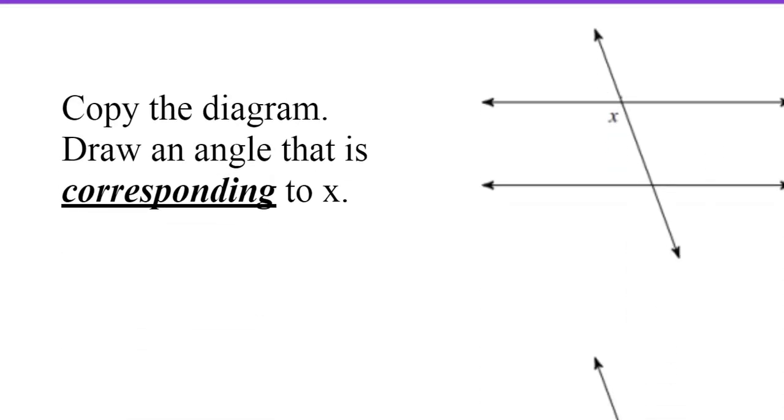If you were in class, you'd be doing this on your whiteboard. That's why it says copy the diagram. All we have to do is draw an angle that is corresponding to x. Well, if I have angle x, what angle does that translate to? Up? No. Over? No. Down? Yeah, that's it. This is an angle which is corresponding to x.